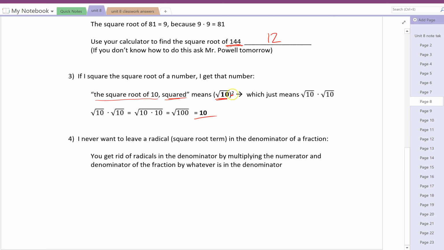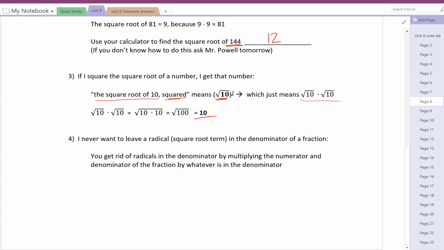If I take the square root of 10 and square it, that means I'm multiplying the square root of 10 by the square root of 10, which is what I have right here. When I multiply two radicals, the radicand, the part under the radical, you can put them under the same radical. 10 times 10 is 100, the square root of 100 is 10.